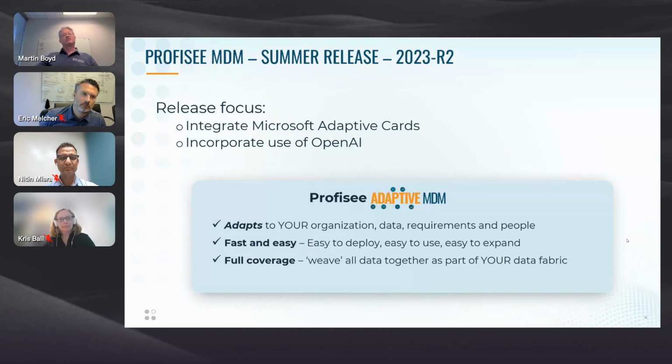Adaptive software would just come out of the box with the appropriate level of flexibility that would allow you to do that. We're going to talk a little bit about some of all of that. The idea is that it should be fast and easy to use and should allow you to get full coverage of all your data.